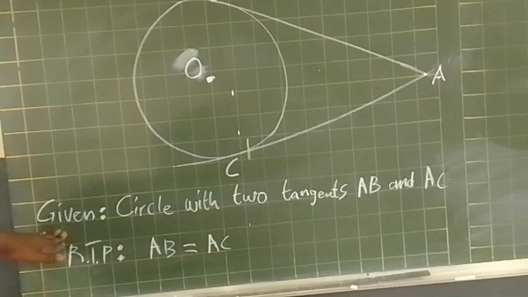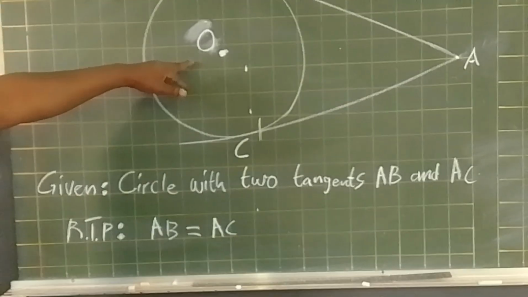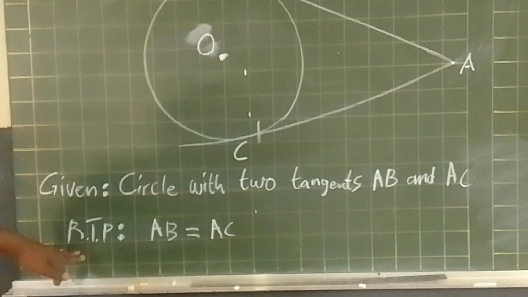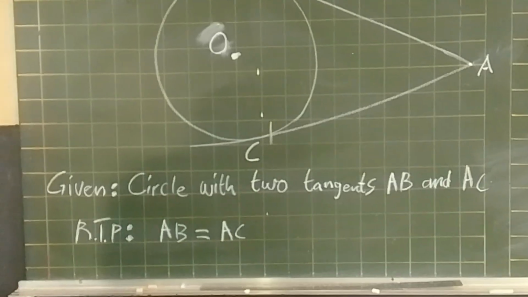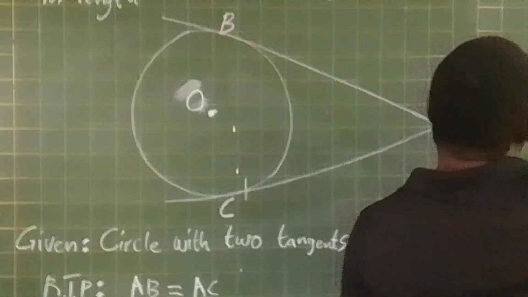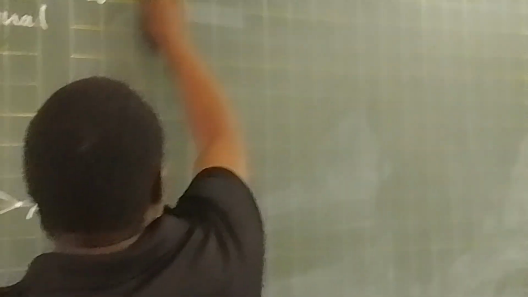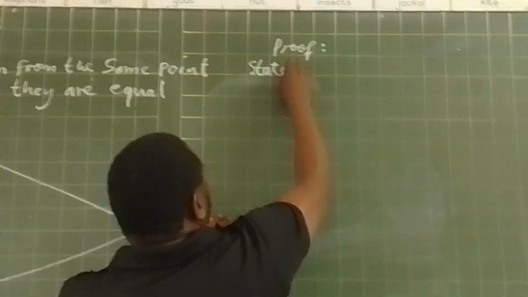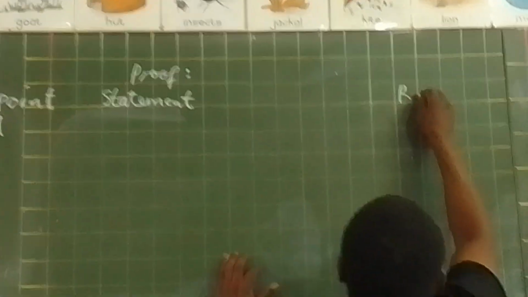Then we are given that the circle with two tangents A, B, and C with center O. We are required to prove that AB is equal to AC. Now we come to do the proof here. Proof. When we prove, you remember, we start with the statement and we must give the reason.